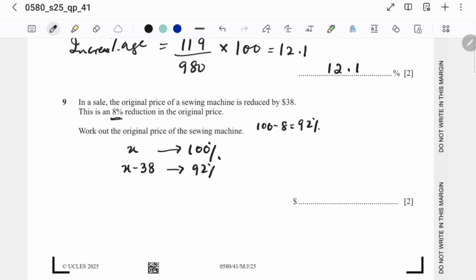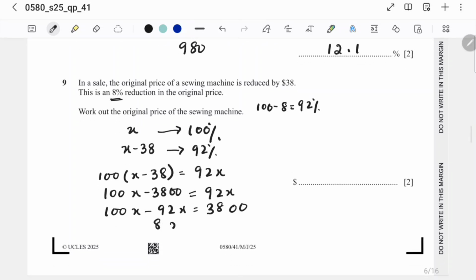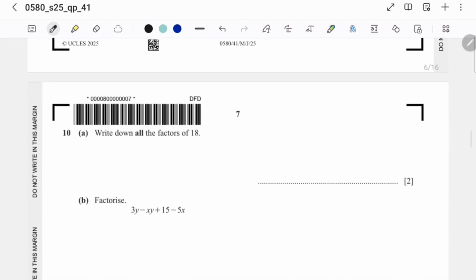Okay, so simply cross multiply, that is 100 times (x minus 38) is equal to 92x. 100x minus 3800 is equal to 92x. Write down like terms on one side. 8x is equal to 3800. So the difference is only 8. x will be equal to 3800 divided by 8, and then you get $475, which is the original price.